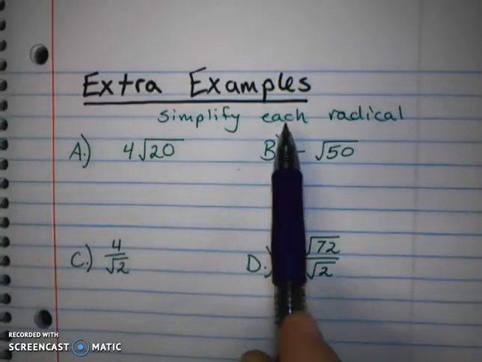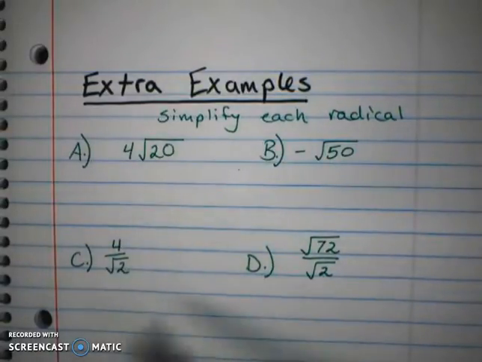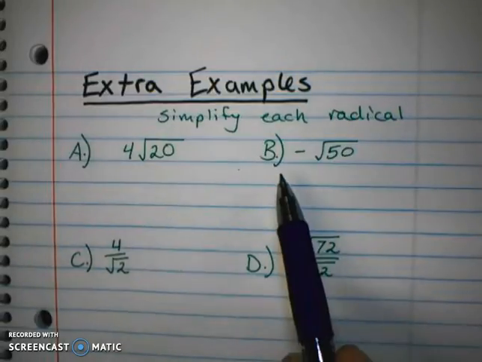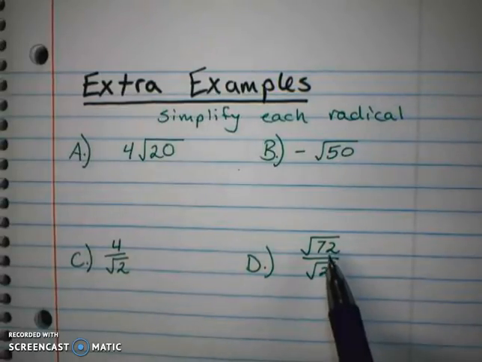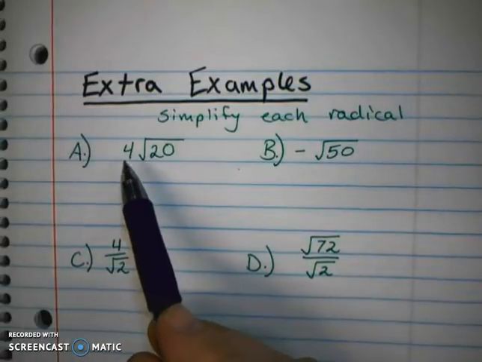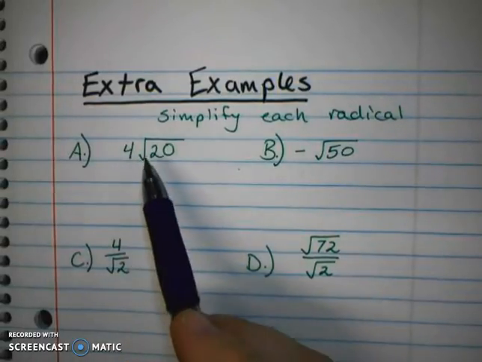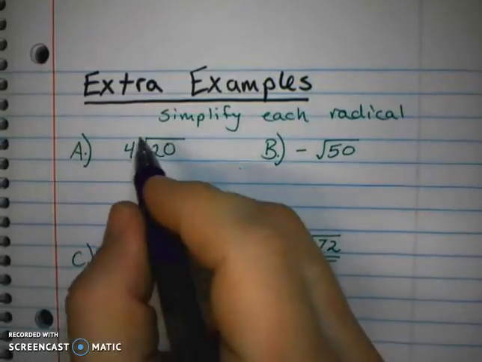We want you to simplify each radical using the rules that we just gave on the previous page. A and B are going to go with Rule 1, and C and D are going to go with Rule 2. But you might also be able to use some of Rule 1 on Part D because of the numbers being larger. Okay, and so when we start off with extra example A, we've got 4 root 20.